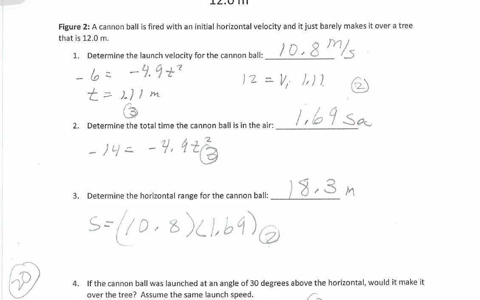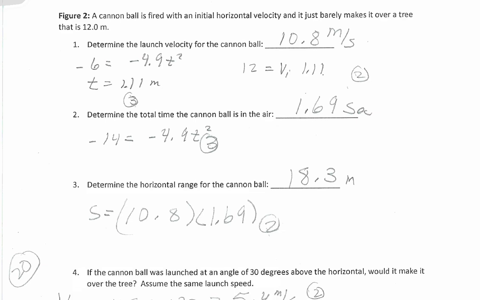Next question. What's the horizontal range for the cannonball? Well, again, I'm just going to use s equals vt in the x direction. I know I've got 1.69 seconds. 10.8 meters per second is my x direction velocity, multiplied by 1.69. That gives me 18.3 meters.